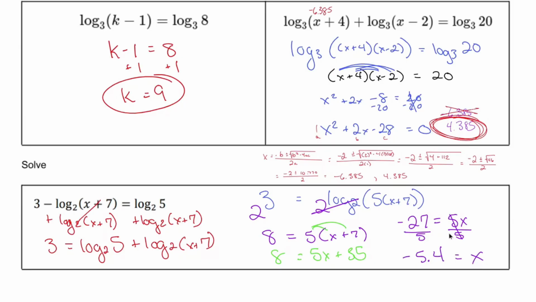Now we go back over here and see, can I plug in negative 5.4? Yes, yes, yes, I can. If I plug in negative 5.4, that gives me log base 2 of 1 point something. That's perfectly fine. So negative 5.4 is an acceptable answer, or we could have left it at negative 27 over 5. Either of these would have been okay. I just chose this one because I could easily do the math in my head and make sure the log worked. Okay, so negative 5.4 is the answer.